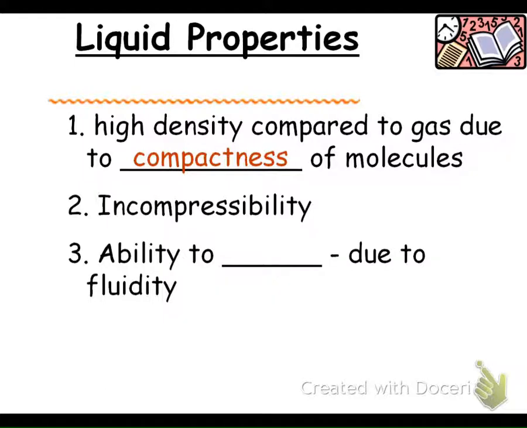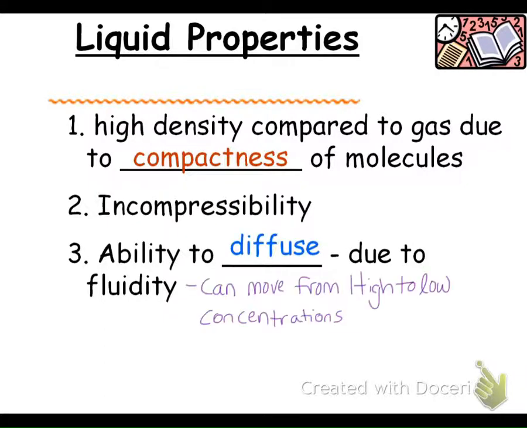One of the properties of a liquid is that they have high density compared to gas molecules, and they've got a high density because they've got a compactness of molecules. Gas molecules are much more spread apart, and liquid molecules are much closer together. Liquid molecules are incompressible, and they also have the ability to diffuse due to fluidity. And just a reminder that when we talk about diffusion, we're talking about things moving from a high to low concentration.